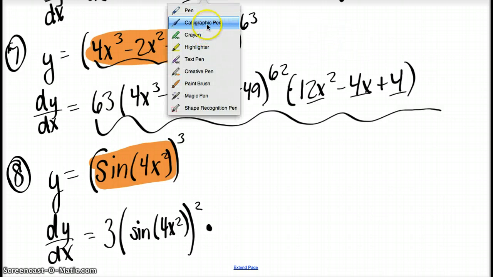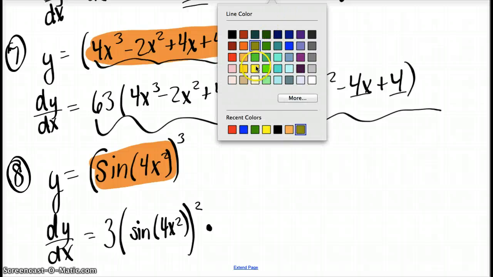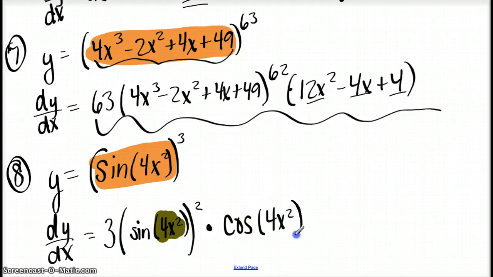Times, now what do I ignore? The 4x squared, because now this is another piece, right? So what does that become? Cosine 4x squared. So do you have to put all of that in parentheses? I don't have to put this one in parentheses because there's not pluses and minuses anywhere, but it never hurts. If you get in the habit of doing parentheses, you will never screw up where you need them, and it doesn't matter if you don't.